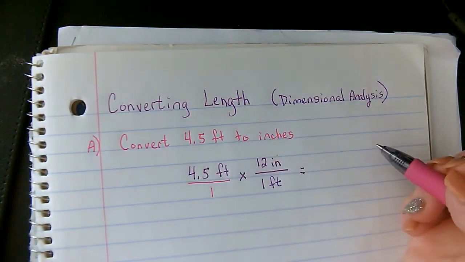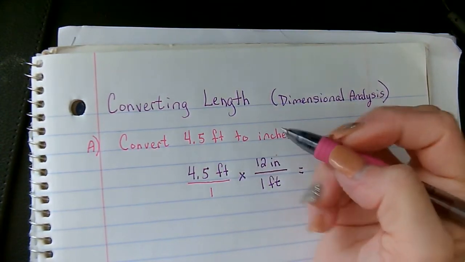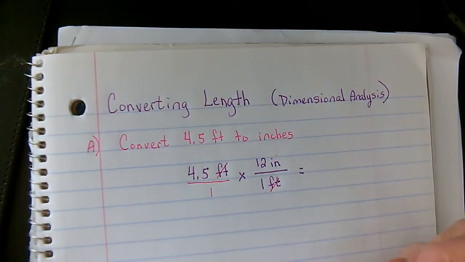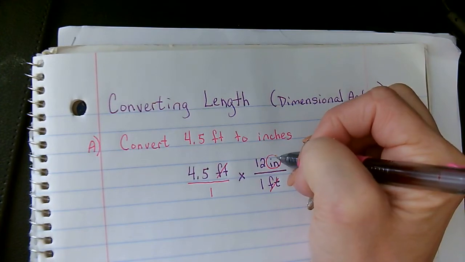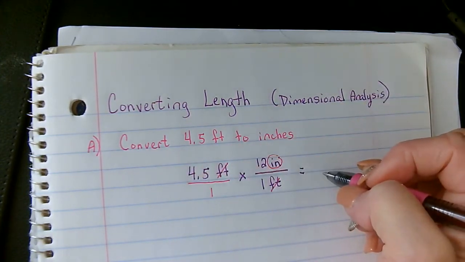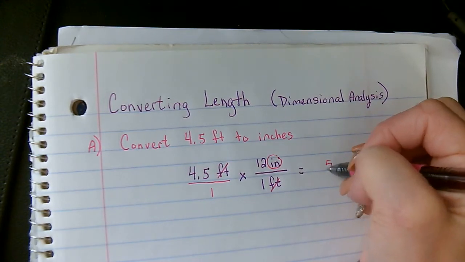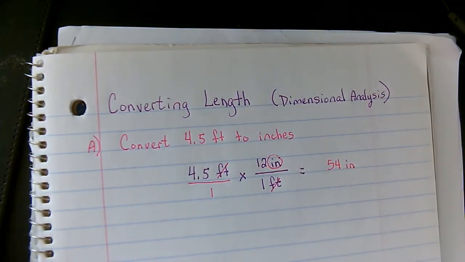If we were to cross simplify, the words can be canceled out just like numbers can. So feet and feet can actually cancel out, and I'm left with the word inches. Okay? And then we multiply across 4.5 times 12, which is 54 inches. Okay? That's how you get it.